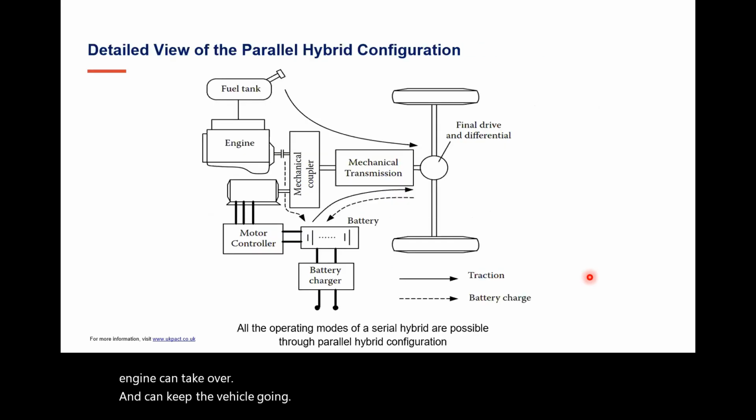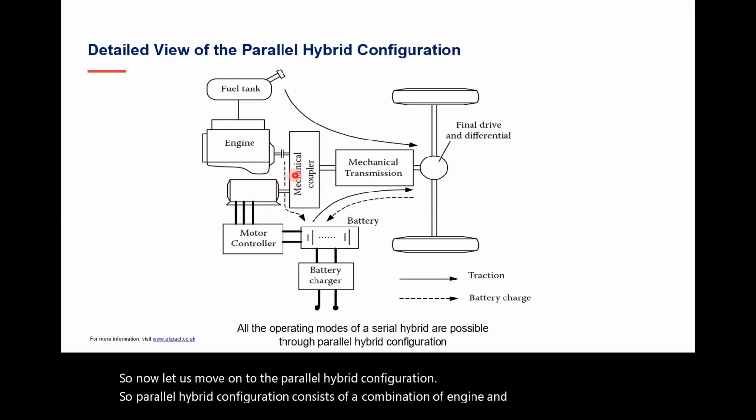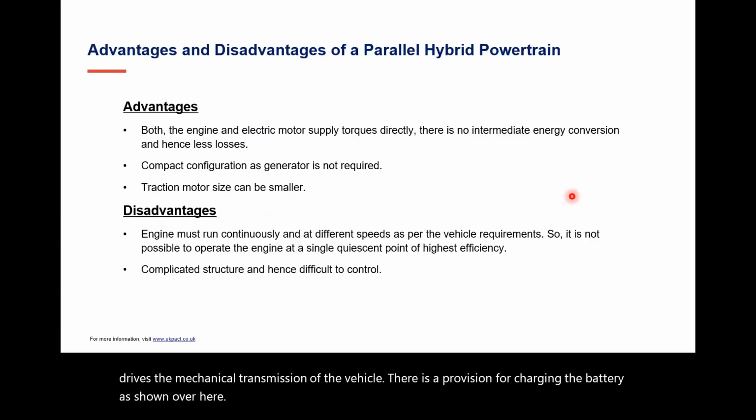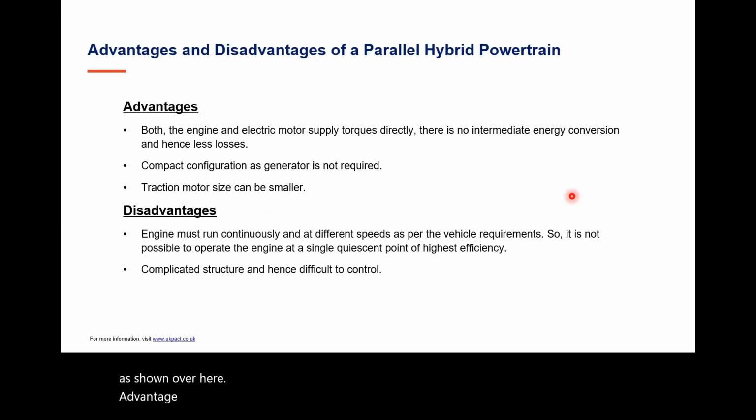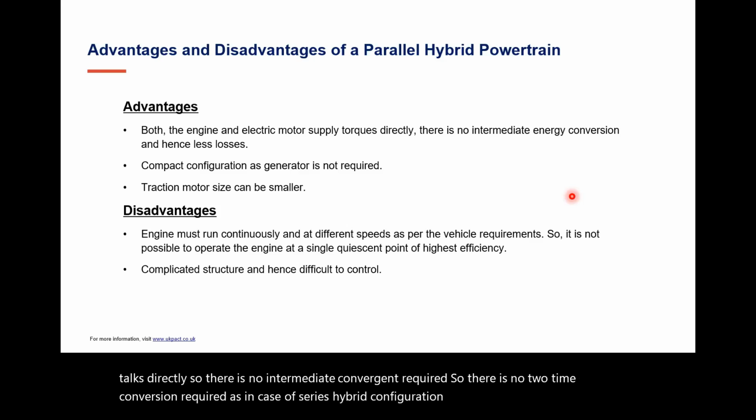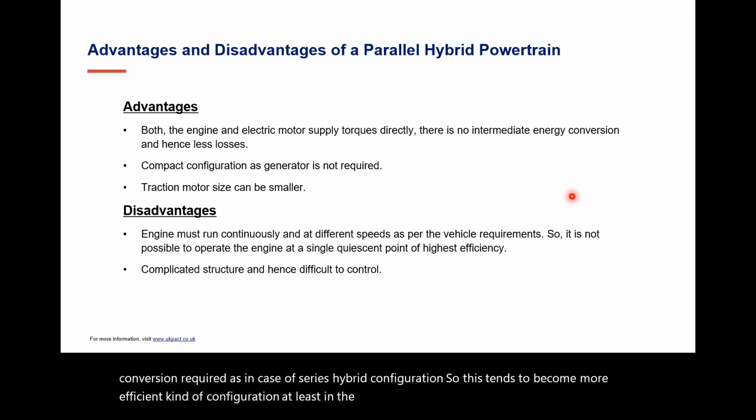So now let us move on to the parallel hybrid configuration. Parallel hybrid configuration consists of a combination of engine and motor coupled, and it drives the mechanical transmission of the vehicle. There is a provision for charging the battery as shown over here. The advantage of parallel hybrid powertrain is that both the engine and electric motor can supply torque directly. So there is no intermediate conversion required, no two-time conversion as in case of series hybrid configuration. So this tends to become a more efficient configuration, at least in the long run, for longer journeys.